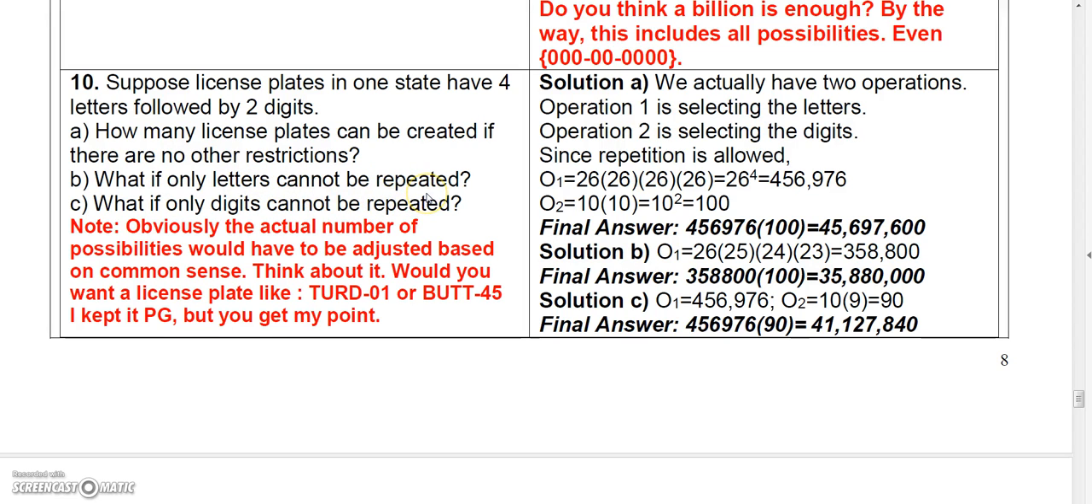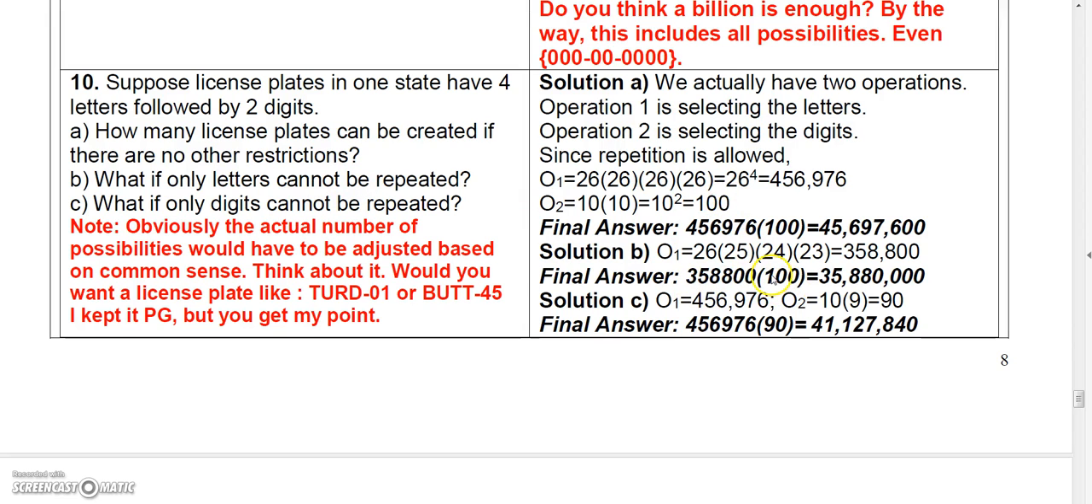Part B says, what if only letters cannot be repeated? So letters cannot be repeated, so that means that the digits can be repeated. So if the letters cannot be repeated, then for the letters, I would have 26 times 25 times 24 times 23, which gives me 358,800. And then, since the digits can be repeated, I can still use the 100 that I used up here.